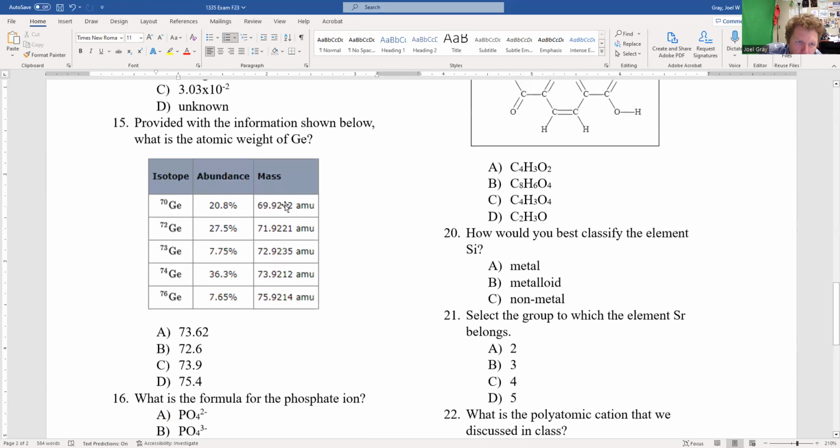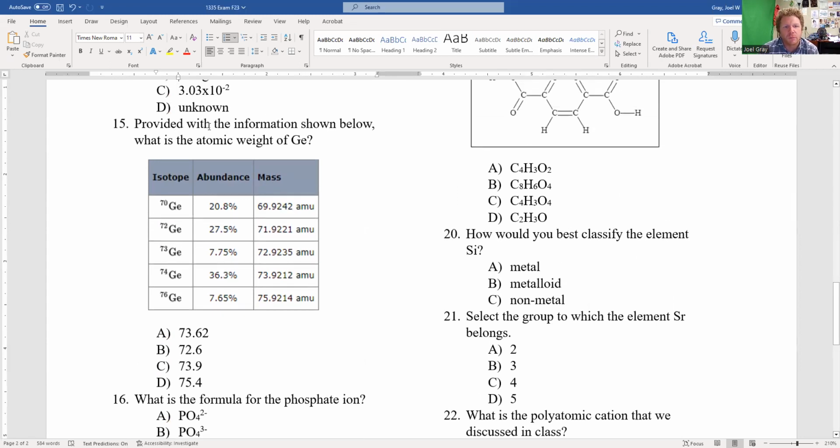All right, this next one, provided with the information shown below, what is the atomic weight of germanium? Here what we have are a total of 5 different isotopes with their abundances and masses. What we want to do with this is write the abundance 0.208.